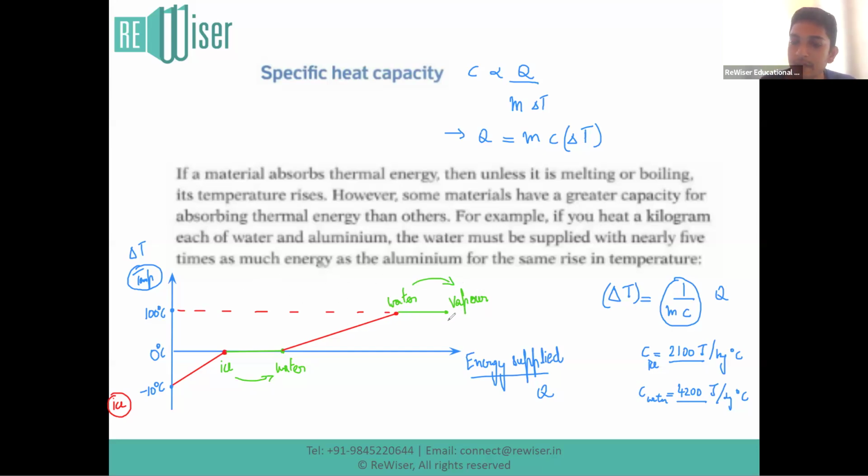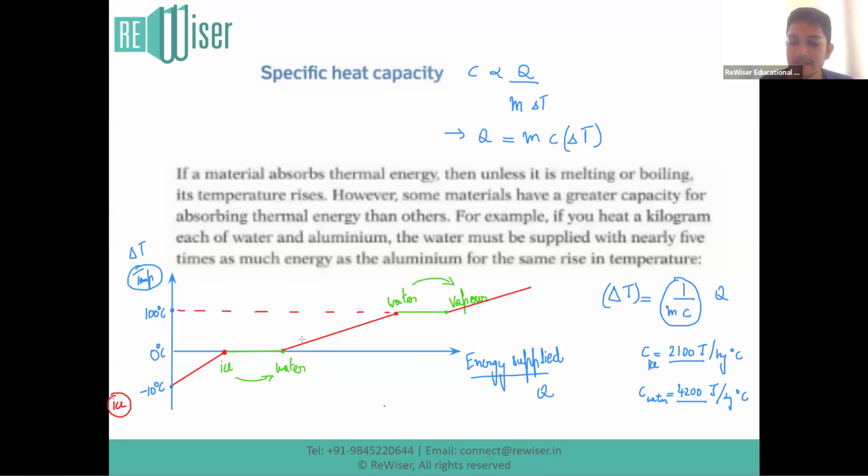Water vapor to water would be condensation. Water to ice would be freezing. Again, beyond this, a further application of heat will cause an increase in temperature as shown.